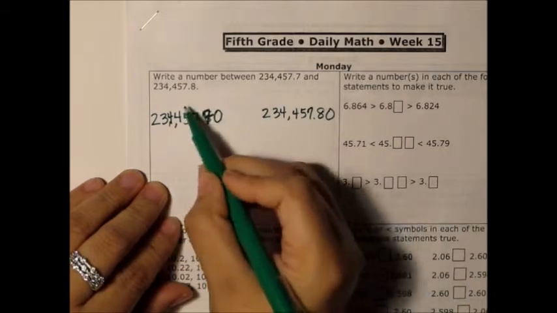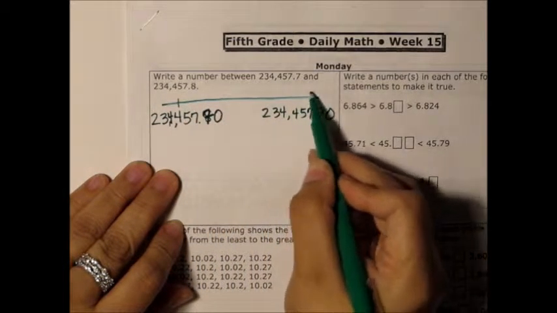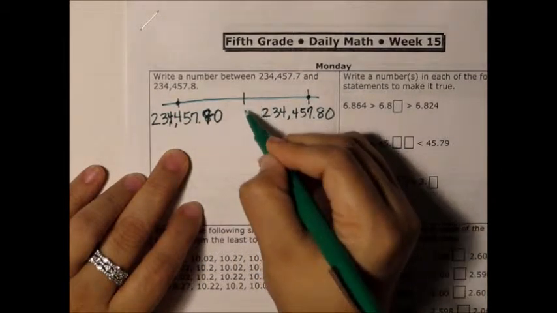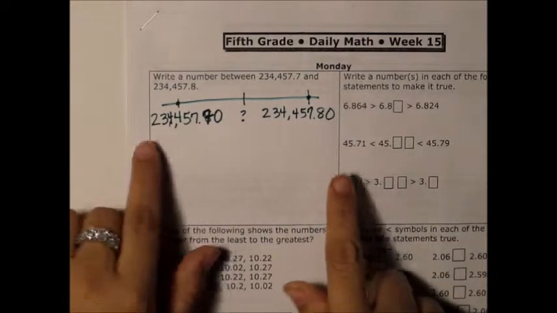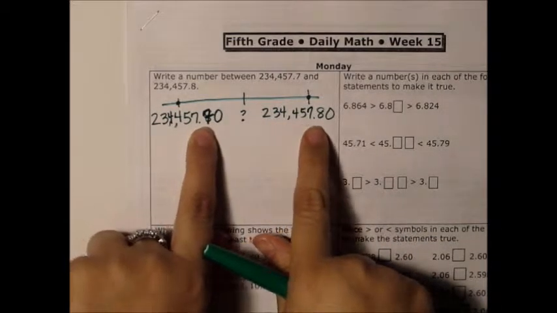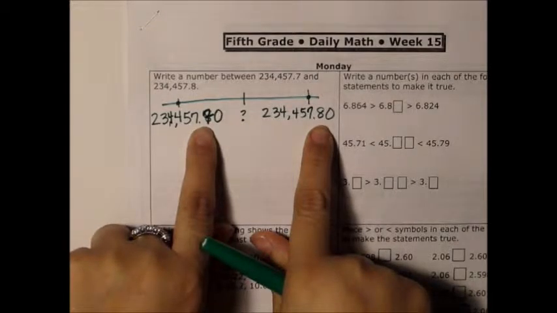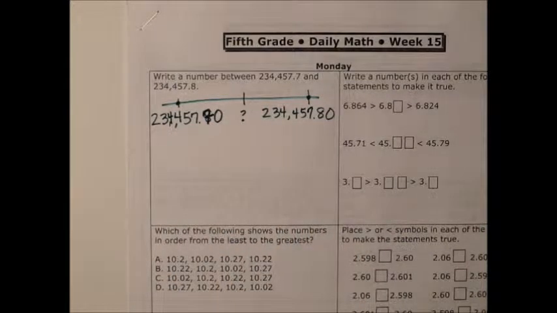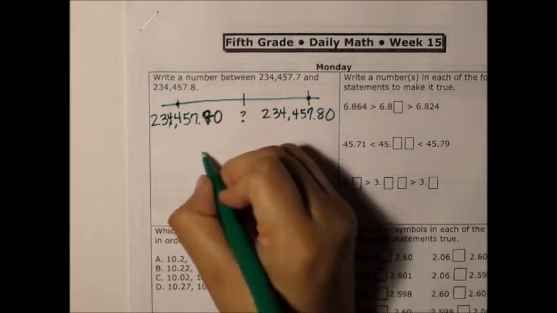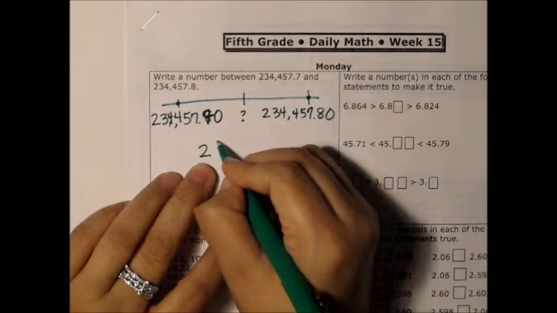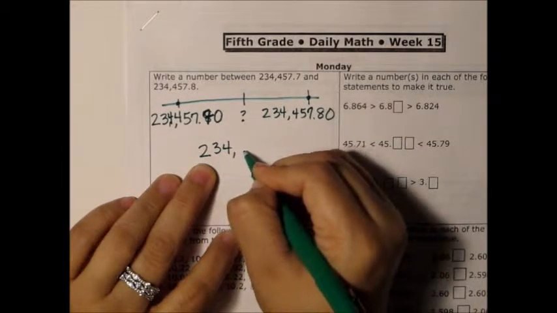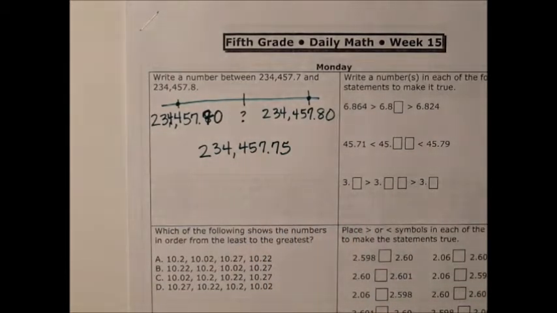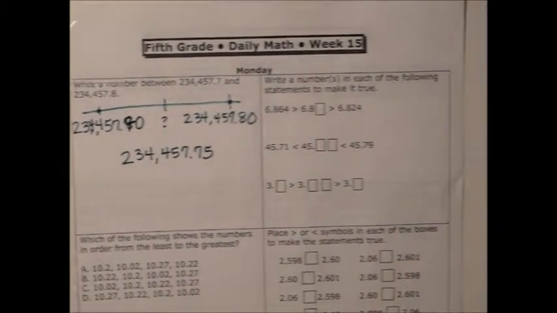So imagine if this was a number line, and this is this point, and that number's that point. So what we're asking is, what's right here in the middle? And if you look, each number is the same all the way until you get to the tenths place. So we have 70 and 80. What would be right in between 70 and 80 on a number line? If you said 75, you're correct. So our number in between would be 234,457 and 75 hundredths. All right, let's go to the next problem.